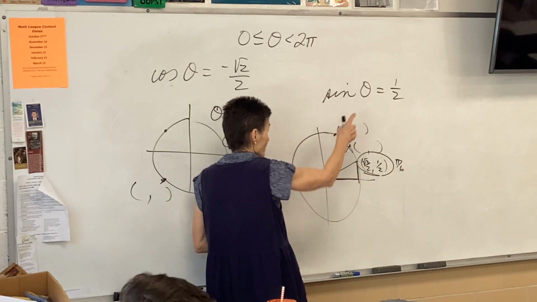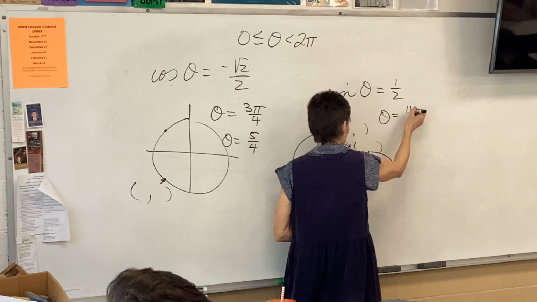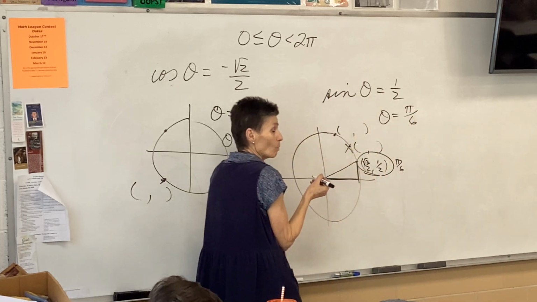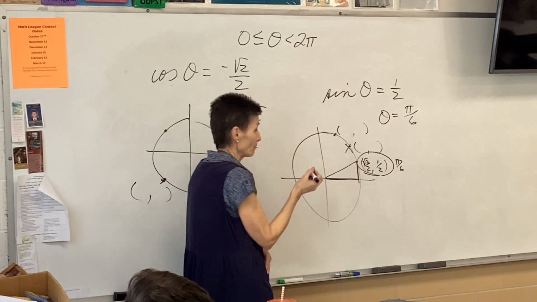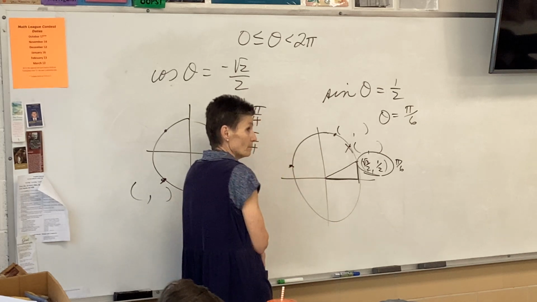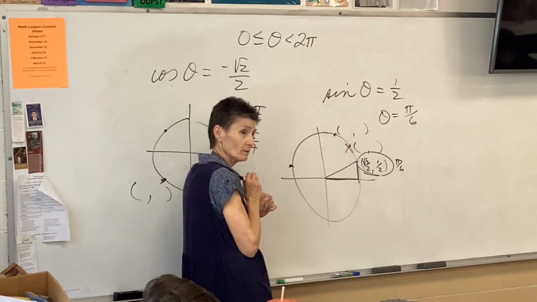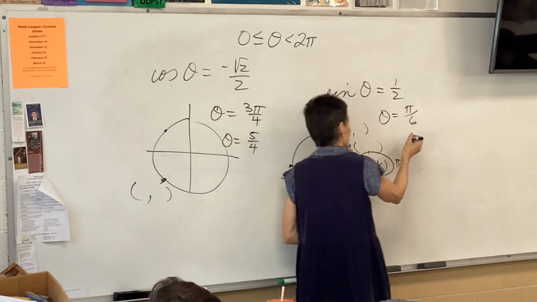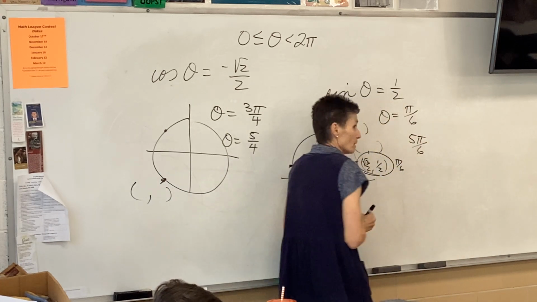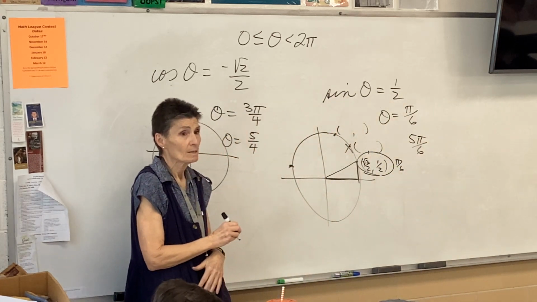So I want positive 1/2. Isn't one of my answers pi over 6? Yeah. Where's the other one? Cross that way. Right over here? And which angle is that? 5 pi over 6. Okay, you getting the hang of that?